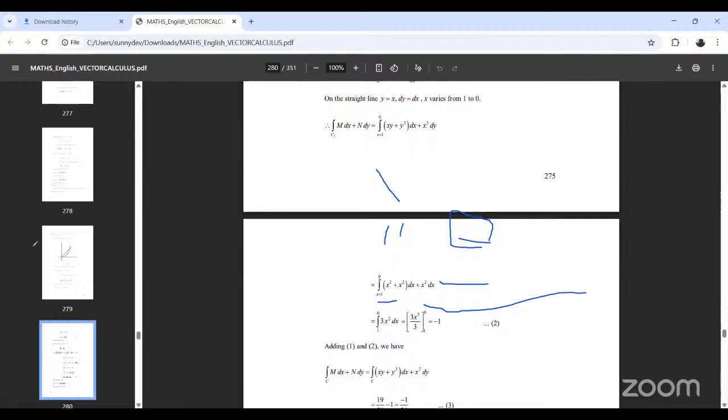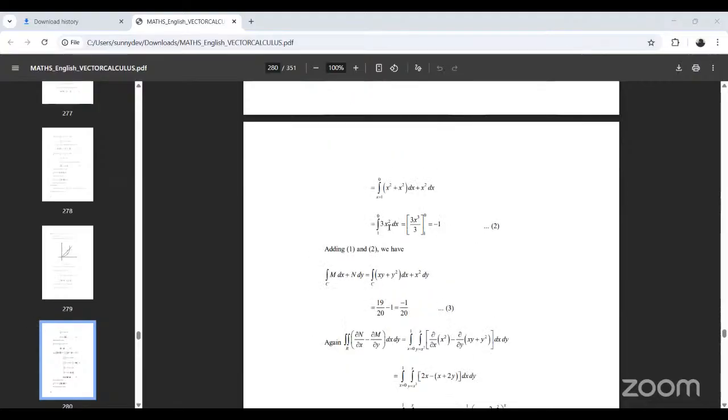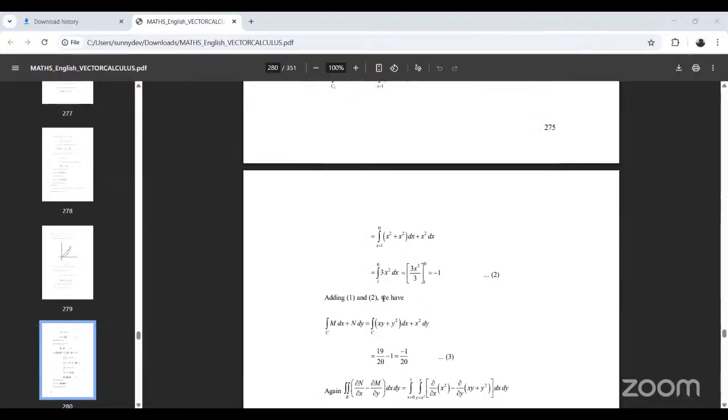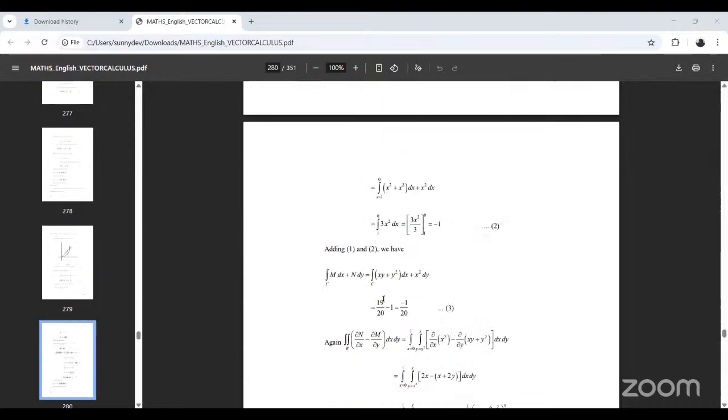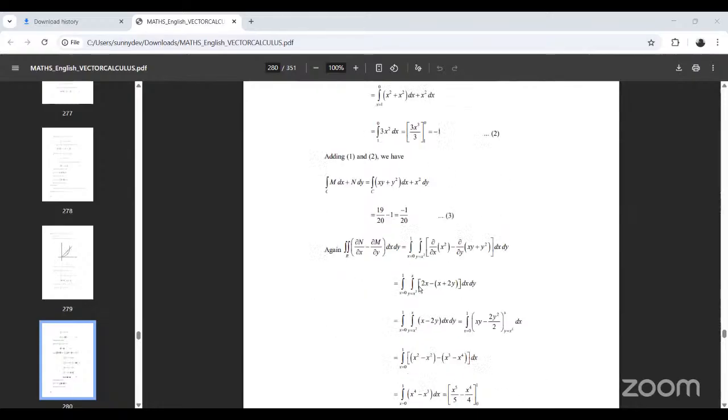Now continuation. So again from 192, if we add, that is 19 by 20 minus 1, that is minus 1 by 20.